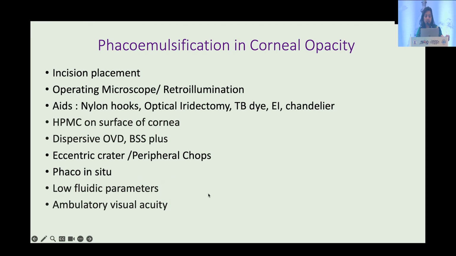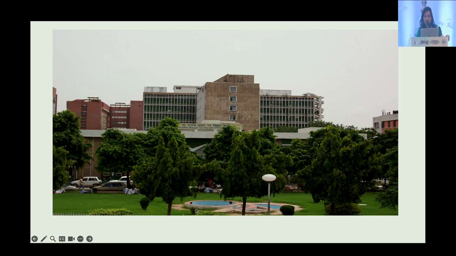Phaco in C2 is required. That means you chop, you eat, and low fluidic parameters, and you have to make the patient understand that ambulatory visual acuity is the goal that you are looking at, and not an eagle's eye vision.